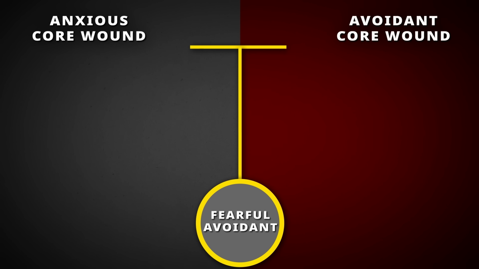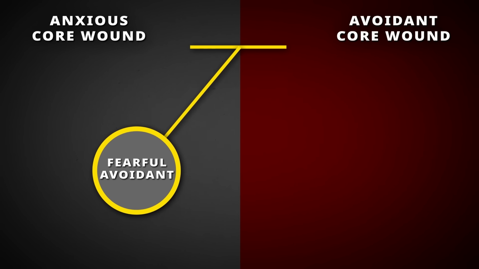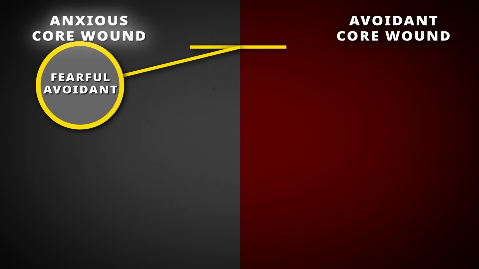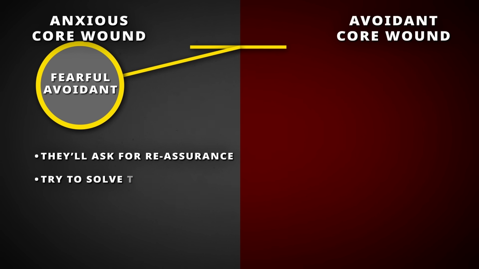So for example, let's say that they encounter an individual that triggers their anxious wound. Well, that person makes the fearful avoidant feel like they're going to be abandoned, and the fearful avoidant pendulum will swing more towards the anxious side, which means the fearful avoidant will react in a very anxious way. They're going to ask for reassurance, try to solve the problem, fall victim to limerence.